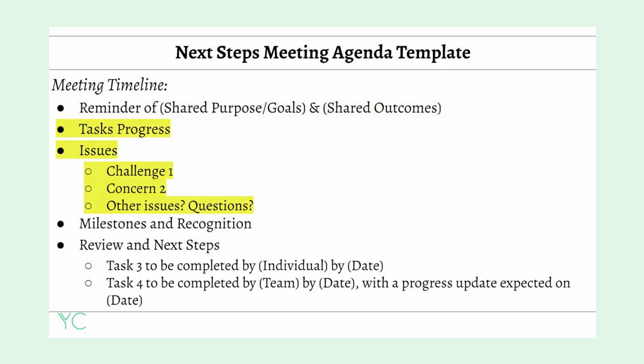Then spend some time discussing or reviewing progress toward existing tasks before discussing any issues or challenges. Be sure to recognize progress toward project or team milestones and call out the contributions of the team. Gratitude goes a really long way in encouraging folks to complete future tasks. Then end the meeting with a review of any decisions made and the next steps that need to be taken, clearly assigning due dates and responsibilities.